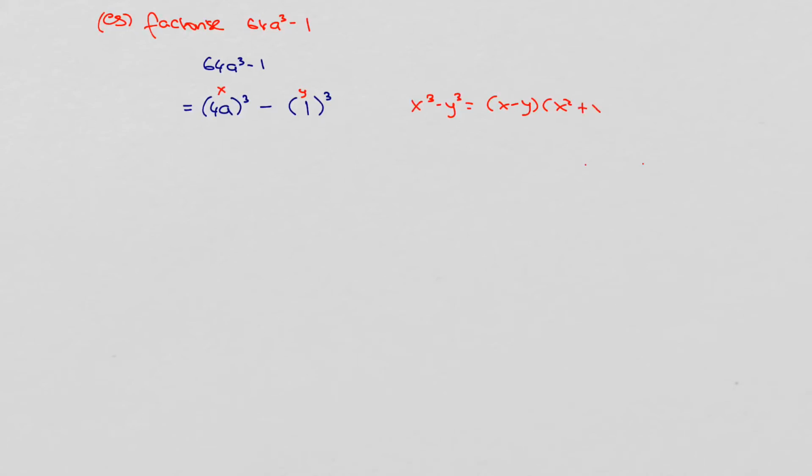So if we look at one more here, we have factorised 64a cubed minus 1. So again, we want to see, can we write it as something cubed minus something cubed? And we can. So 4 by 4 by 4 is 64. And of course, 1 by itself 3 times will give me 1. So here we have our x and our y in our formula. And we saw that when we had x cubed minus y cubed, we had x minus y by x squared plus xy plus y squared.